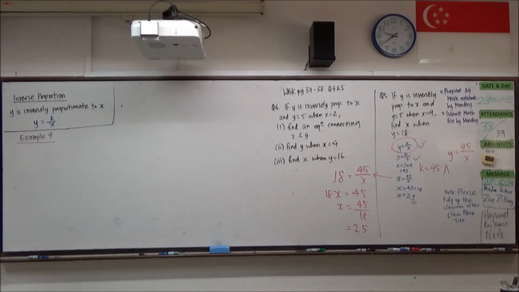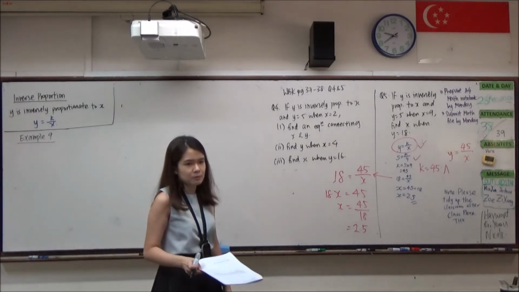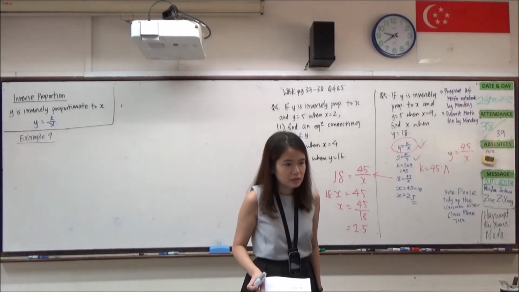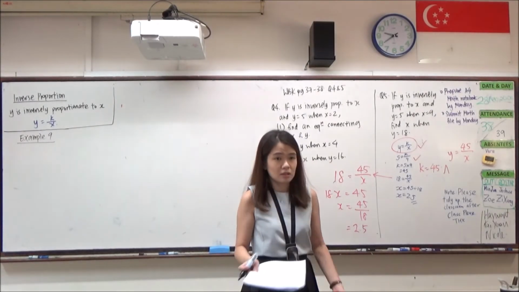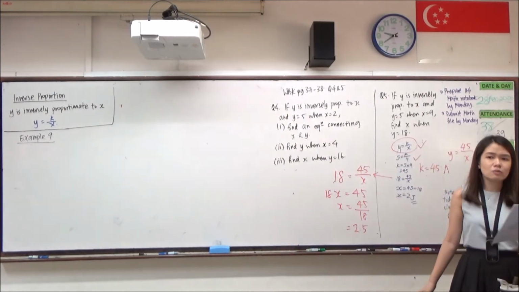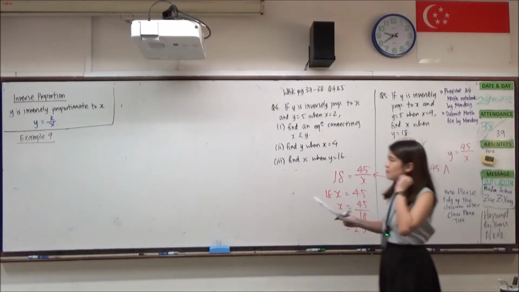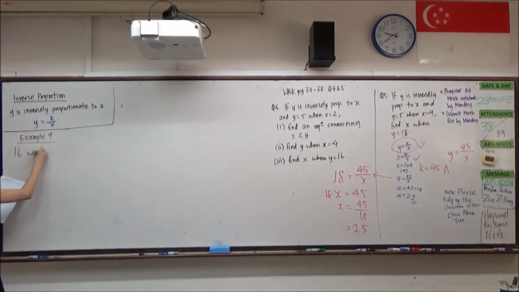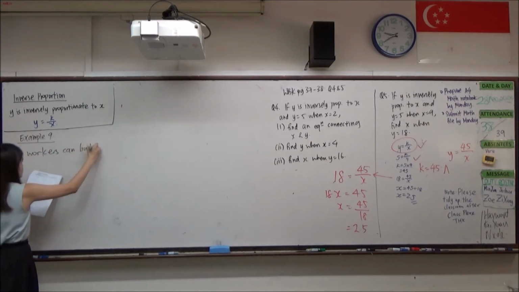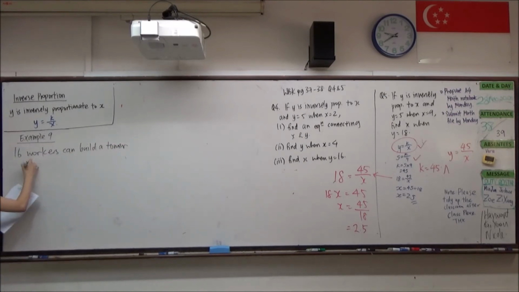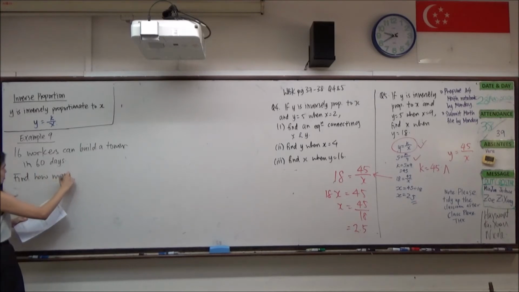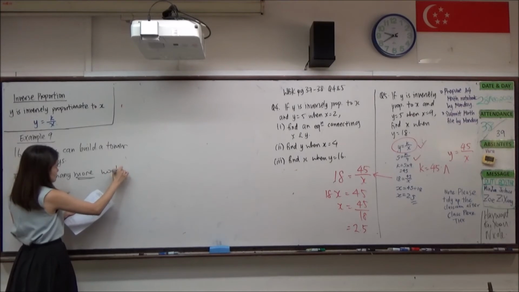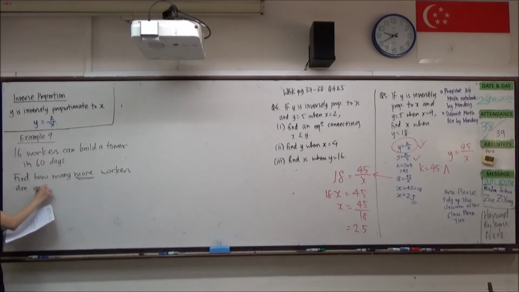Right, example 9 is something very different from how we are looking at direct and inverse proportion. Example 9: 16 workers can build a tower in 60 days. We want to find how many more workers, so taking note of the word more, would be needed if the tower is to be built in 20 days.